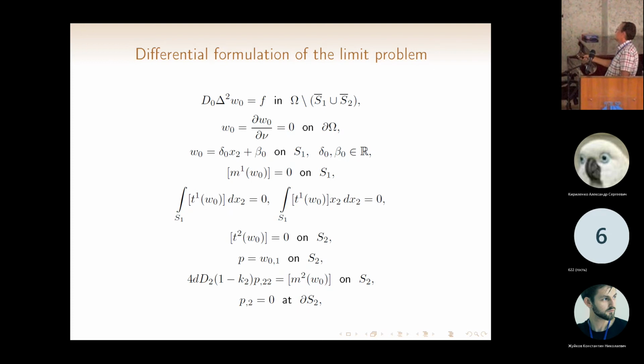А на прямой S2 выполняется следующее условие. Если мы обозначим через P производную W0 по первой координате, то она является решением дифференциального уравнения второго порядка на S2. А на концах прямой S2 выполняются некоторые краевые условия для таких одномерных задач. Это основной результат. Все это имеет механическую интерпретацию: равновесие, закрепление, жесткое включение.